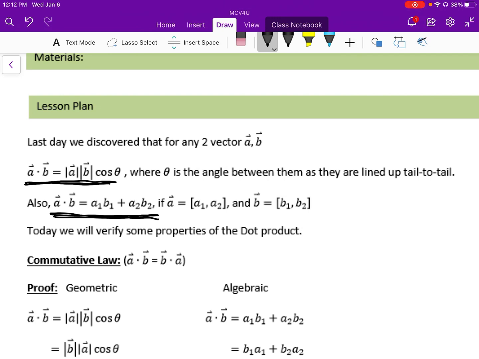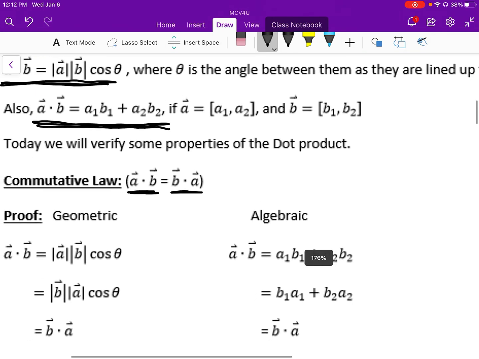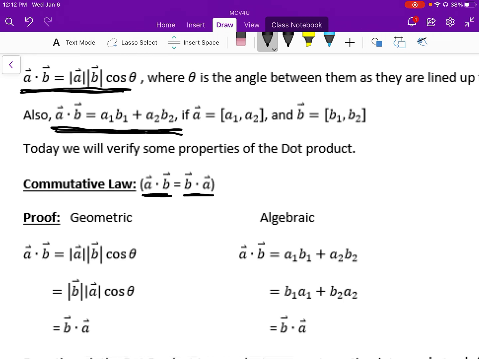Is it commutative? Can you do A dot B? Does that equal B dot A? Well, the quick answer is yes. It's a very quick, simple proof of both cases. For the geometric, if we start off with A dot B, we have the magnitude A first, and the magnitude B second. Those are scalar quantities. So the commutative property holds true for scalars, so we can flip-flop the B and the A, and by doing that, we end up with B dot A. So the commutative property holds true.